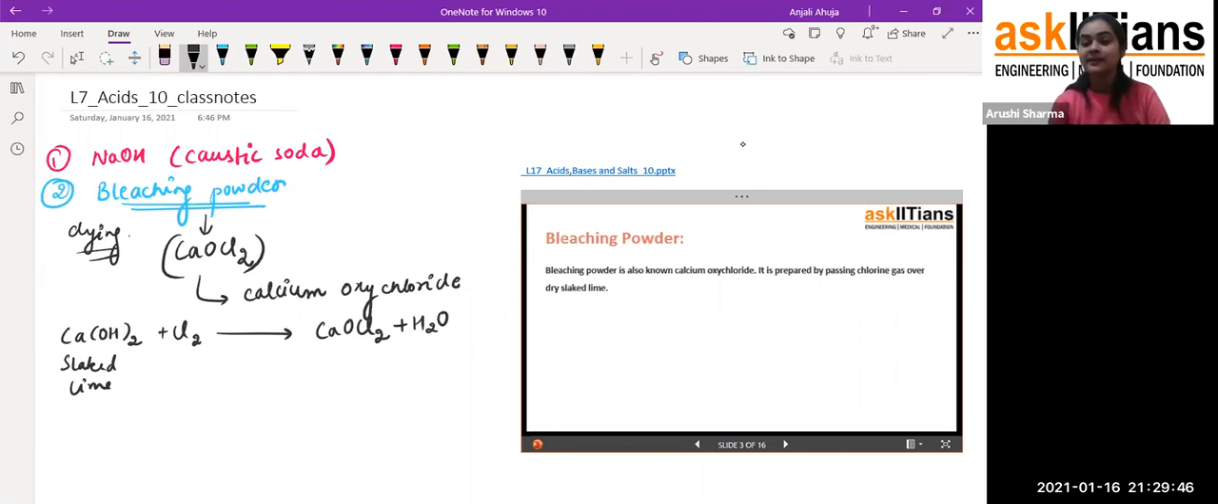If in your exam the question comes like this, to write down the preparation of bleaching powder or calcium oxychloride, the preparation is that chlorine gas is passed over the slaked lime, and that's how we get the bleaching powder along with the water. So this is the bleaching powder.